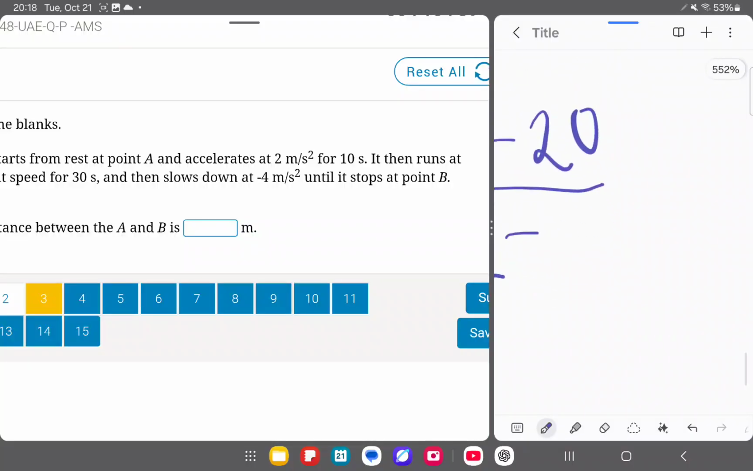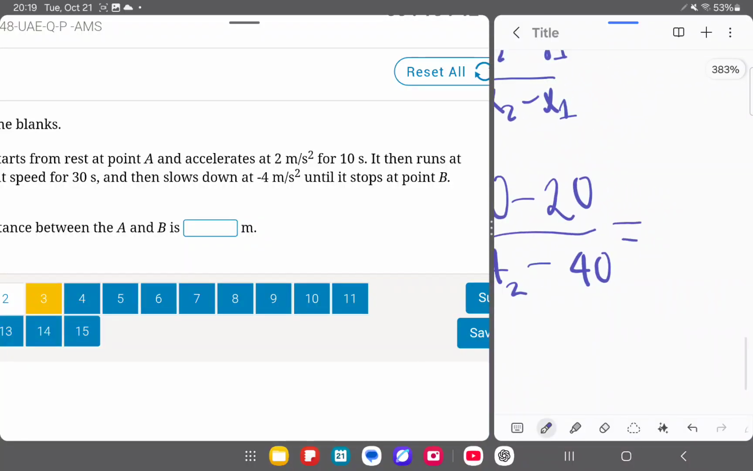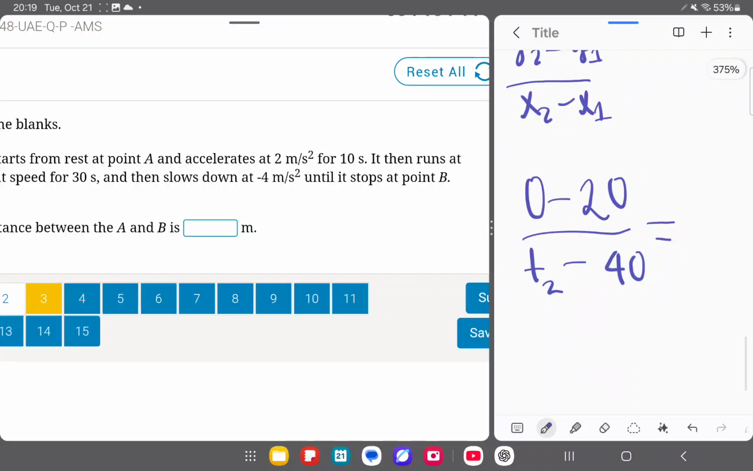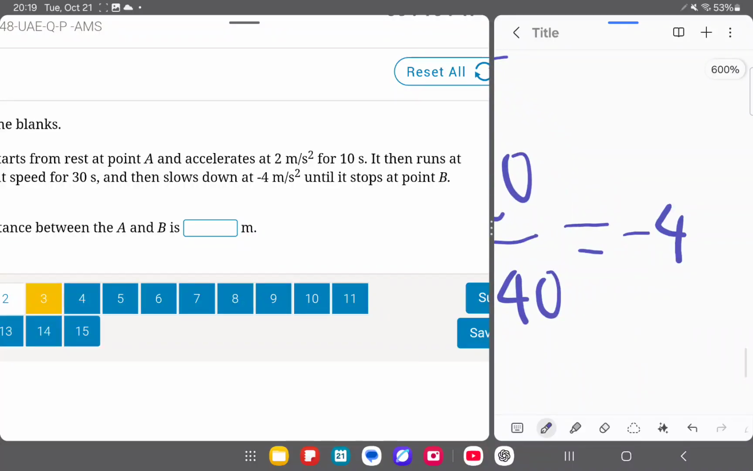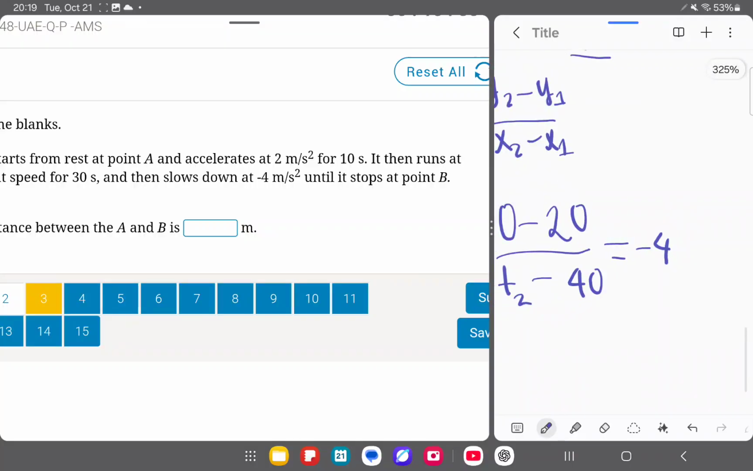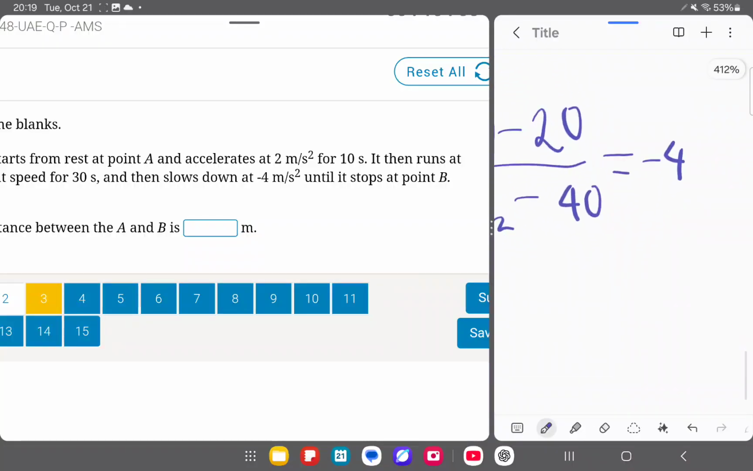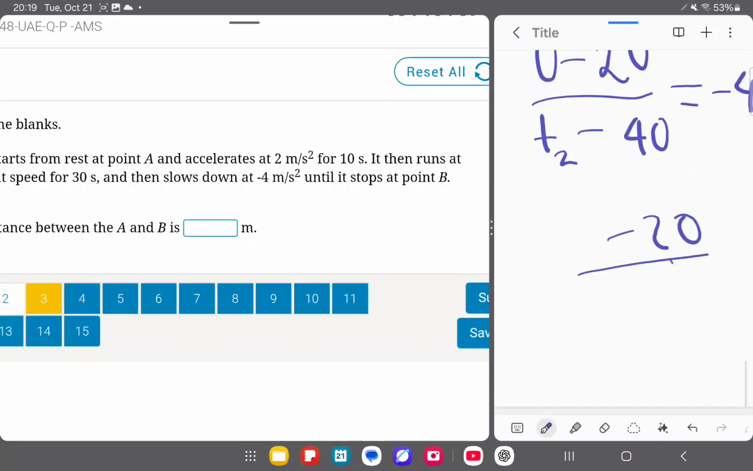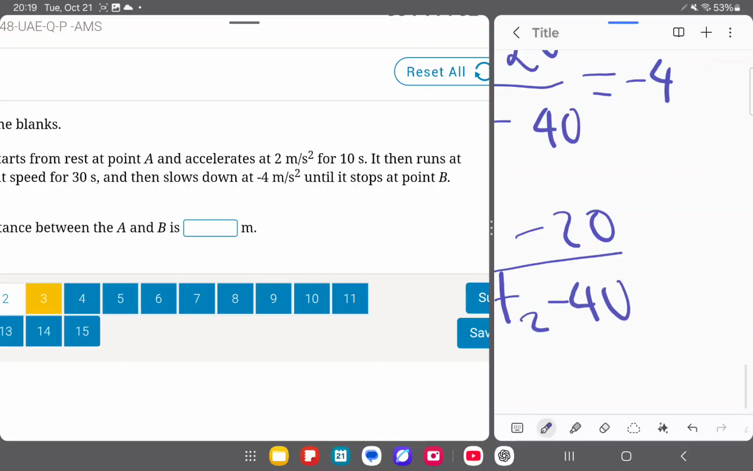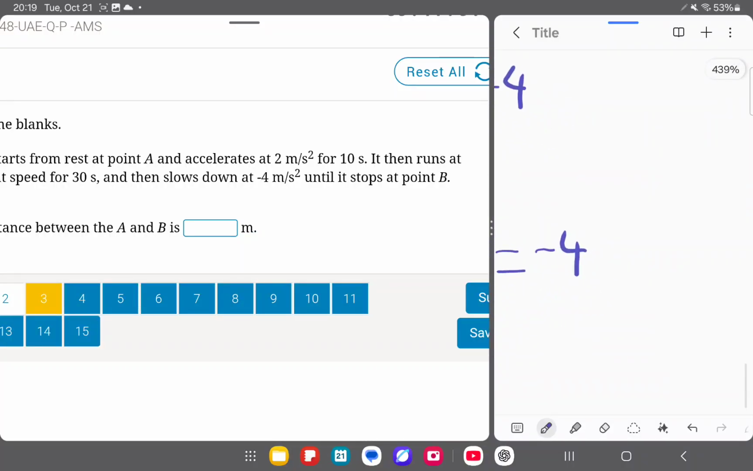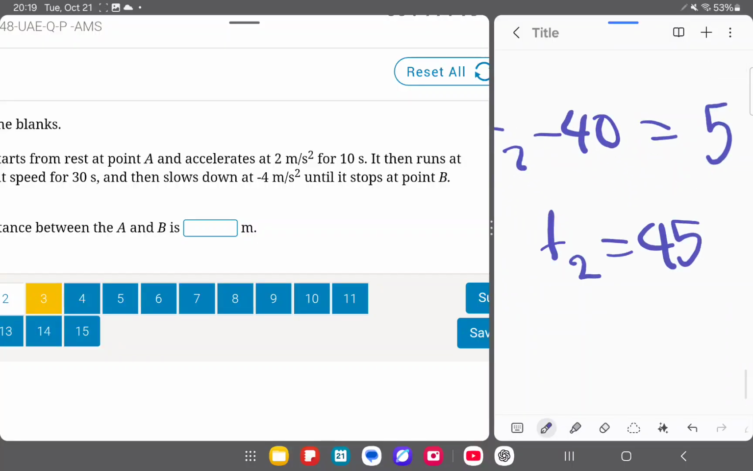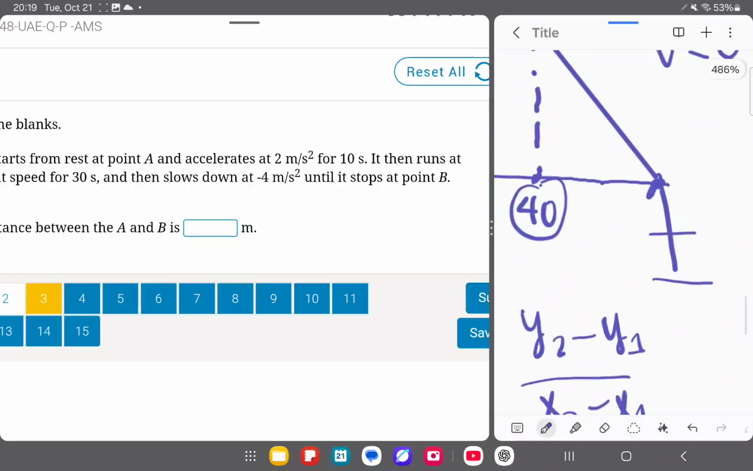This is the slope formula, and the slope here is minus 4. This is the formula used to find the acceleration here, and it's the deceleration, but acceleration, deceleration, same idea. So now we have minus 20 over t2 minus 40 equals minus 4. Once you simplify, you have t2 minus 40 equal to 5. So t2 is equal to 45. Now we know this point over here is 45.